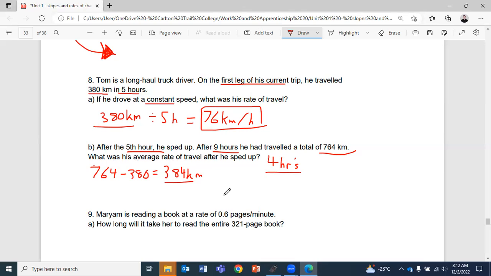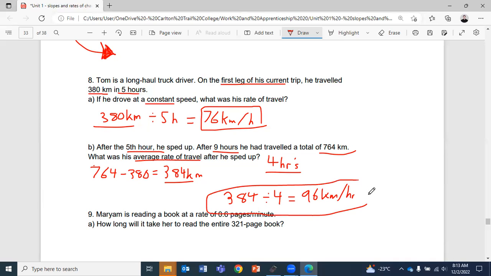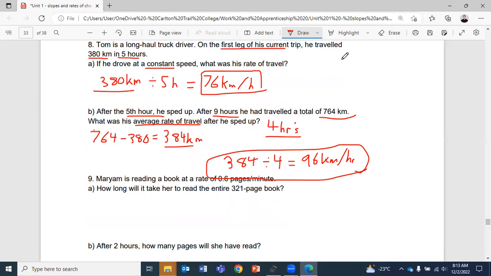So now it's just the same thing, right? 384 divided by 4. This is his speed. This is his time. 384 divided by 4 is going to give me 96 kilometers an hour. This is his average rate of travel. Okay. Let me just erase this.